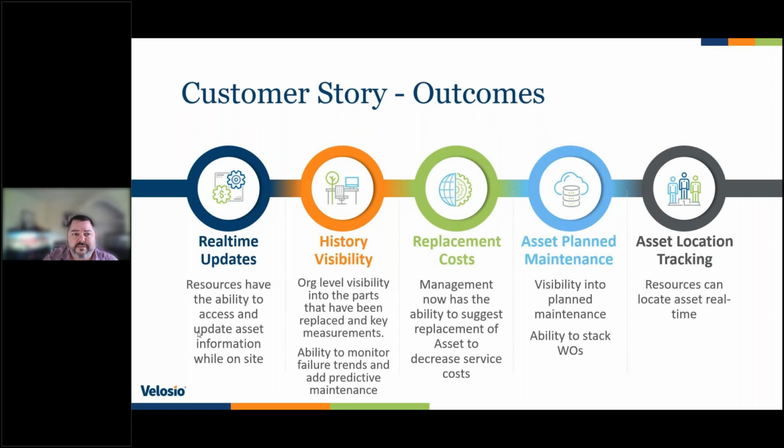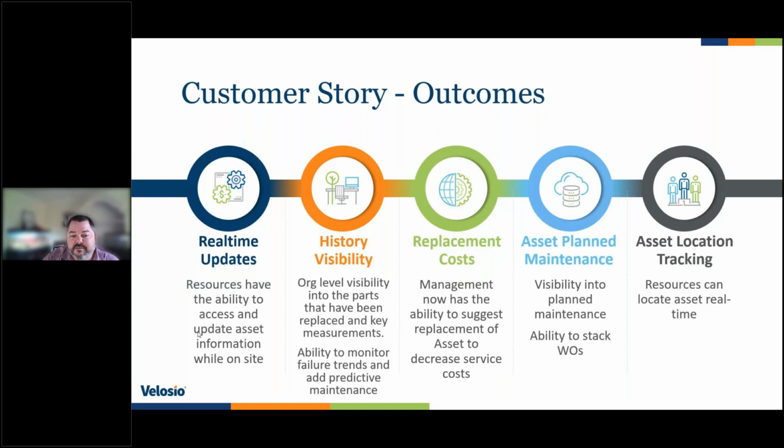History visibility, again, this is an org level. Whenever you go on that asset card, you can see all the activities that have ever been done on that asset. You can start to look at failure trends. If you're looking at those properties, you can see if certain values are starting to trend up or down. And then replacement costs, as I mentioned earlier, was a way for management to make that decision on when parts are required. Is it more cost effective to replace that asset or not?